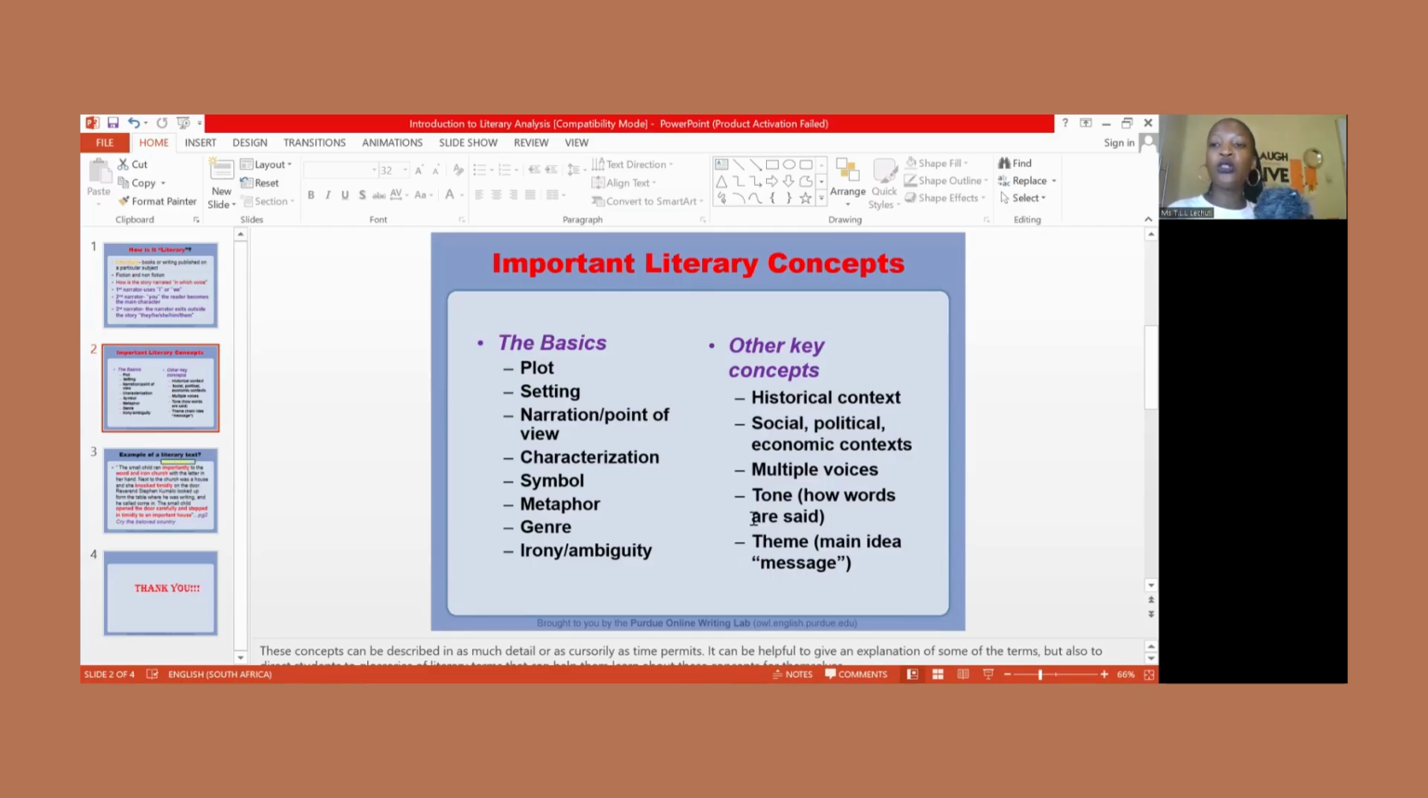A reconciliation. So sub-themes are small messages that help ultimately to build up to the main message of what? The main message of the novel. These are just basic components that you need to remember.